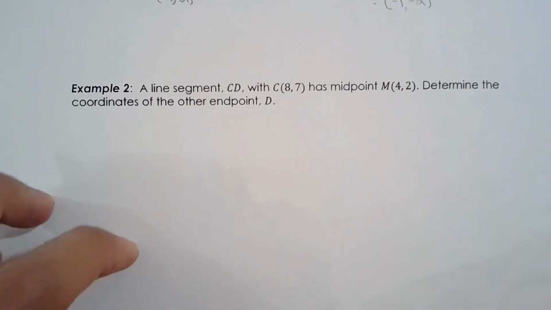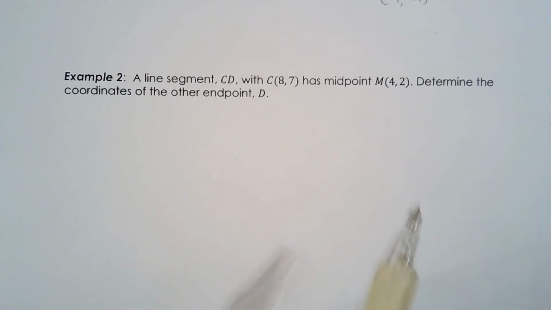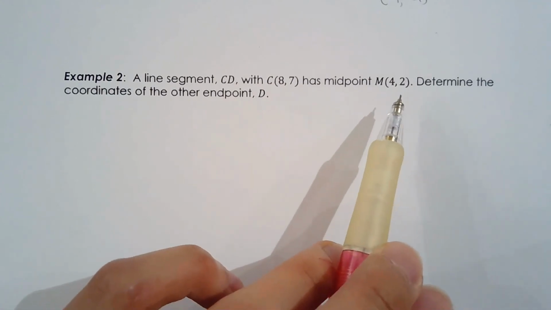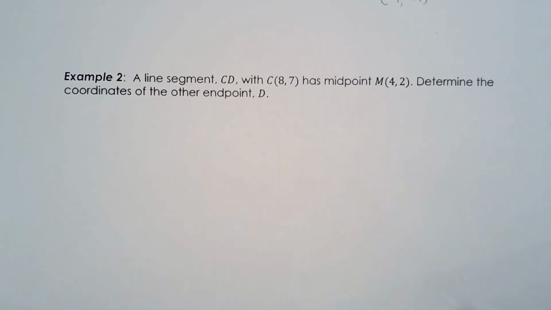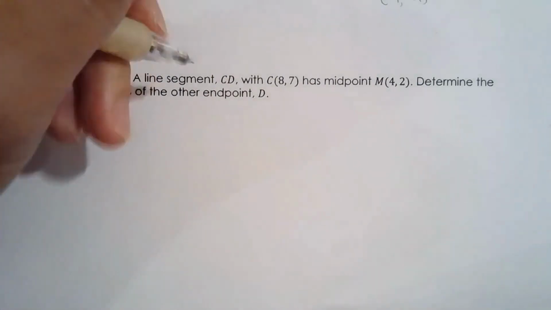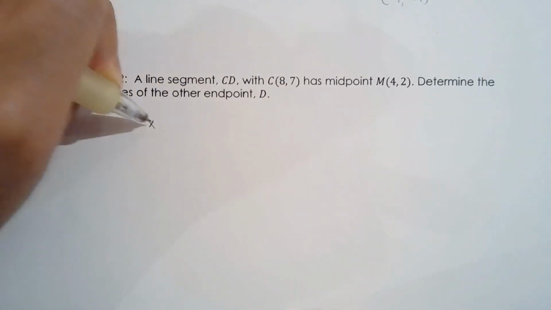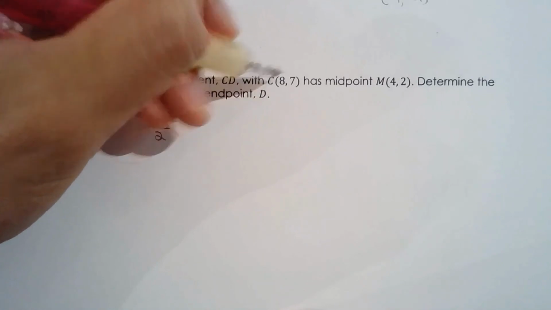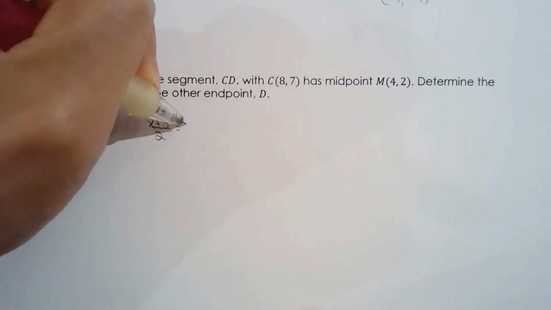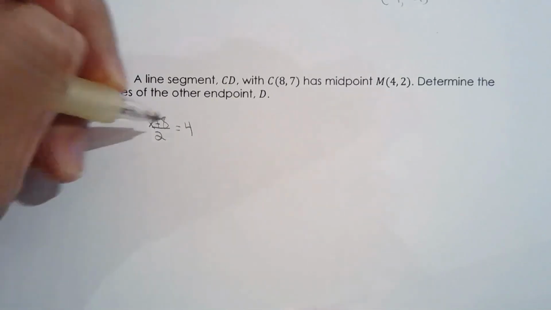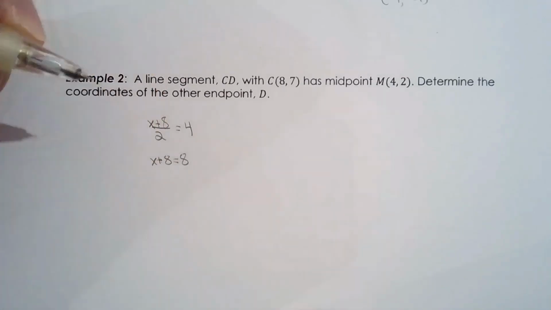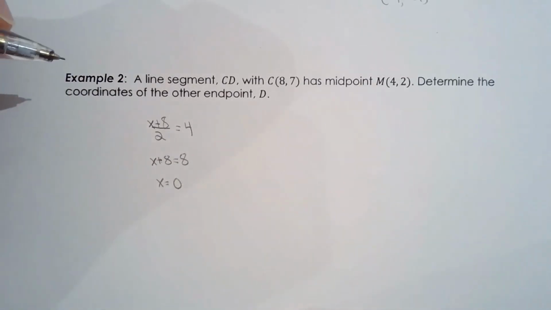Okay, and sometimes we give you a little twist to this question. We give you one of the endpoints and the midpoint of the line segment, and your job is to find the other endpoint. So let's break it down. If I average the x-coordinate of D with 8, I get 4. Hey, what do you know? I have an equation which I can solve for the x-coordinate.